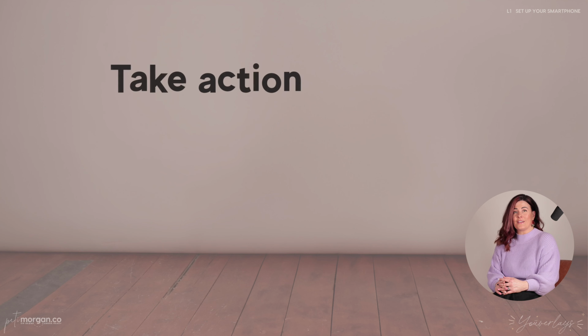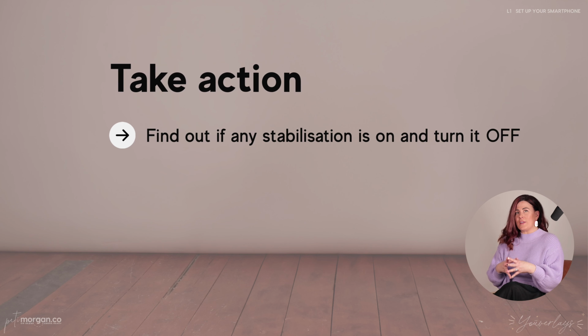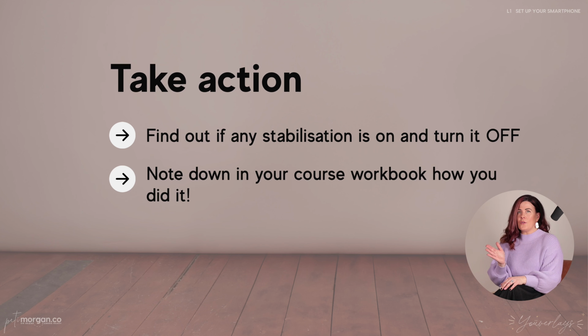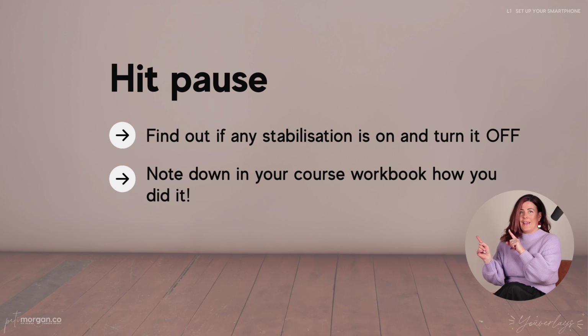Take action. Find out if any stabilization of any kind is on by default and turn it off. Sometimes it's called other things like action mode or steady shot. So if you can't find it straight off the bat, dig deeper. You know what to do. Make notes in that course workbook and lock that knowledge in.